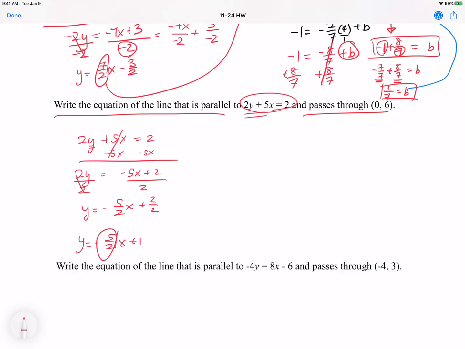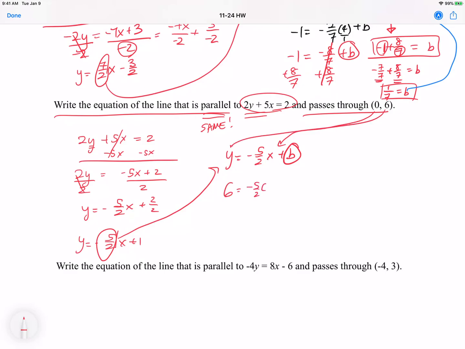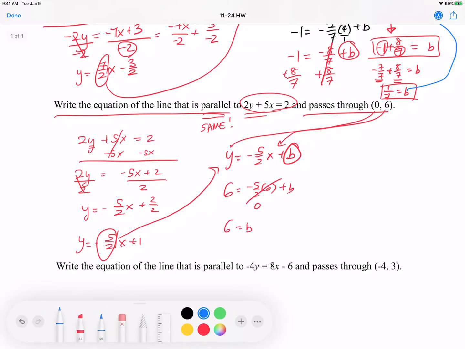Parallel lines have the same exact slope, so I'm going to use this slope and say y is equal to -5 over 2x plus b. Now I want to look for b. Plug in your x and plug in your y. It makes my math a lot easier because -5 over 2 times 0 is just 0. So 6 is equal to b. My final answer is to plug this into this equation, and I get a positive 6.